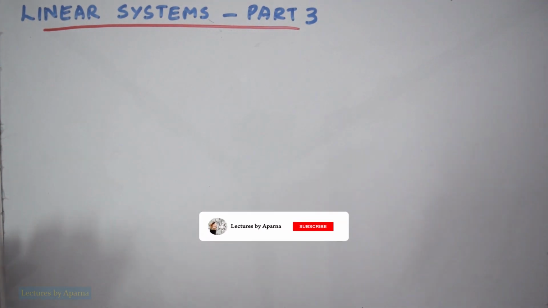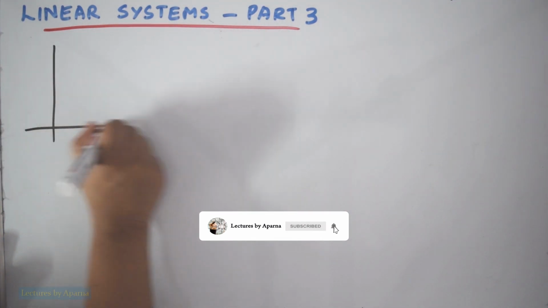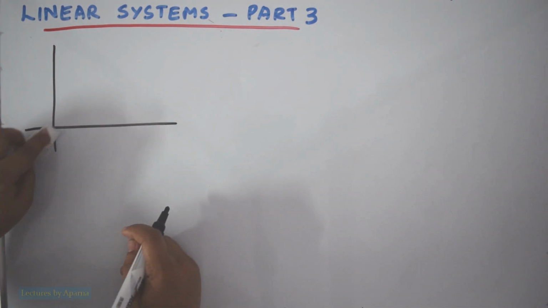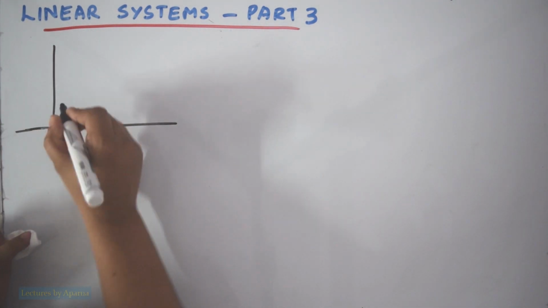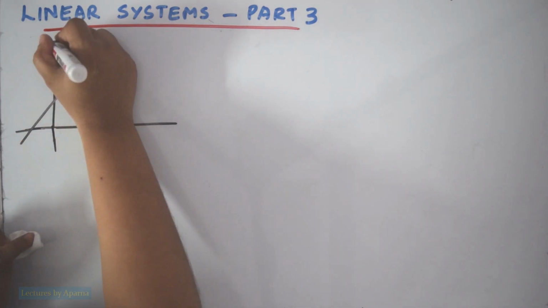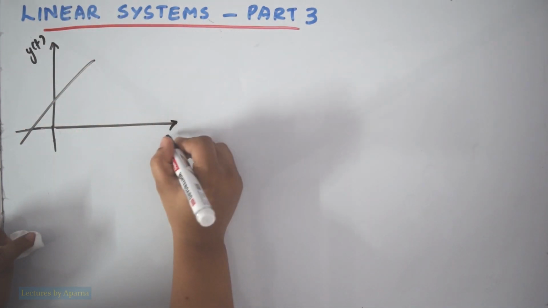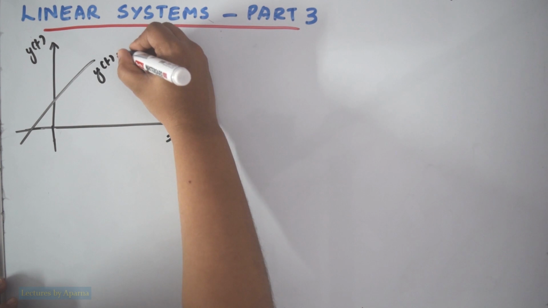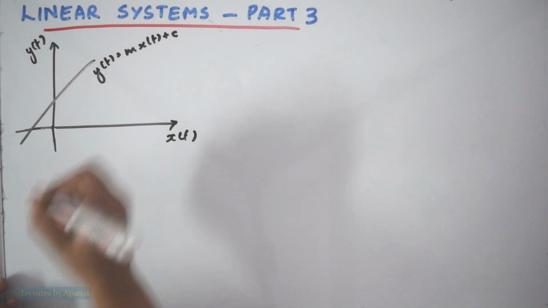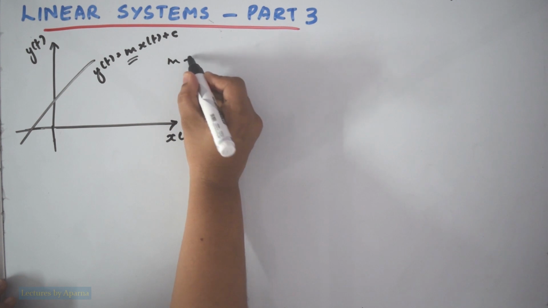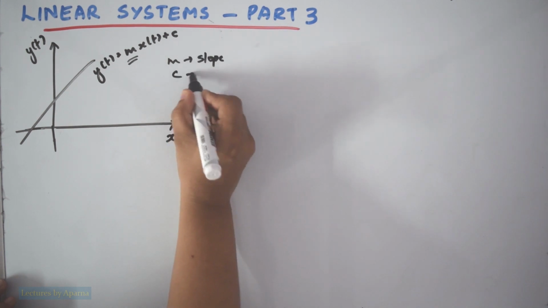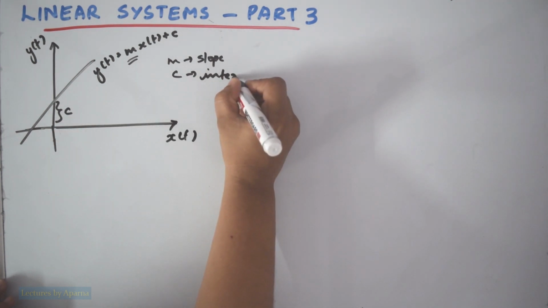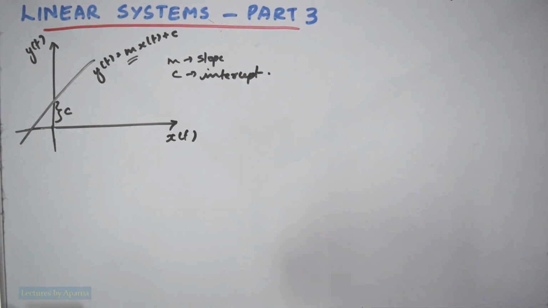So today let's consider a system whose output and input is related like this. So this is a straight line. Say this is the output y of t, this is the input x of t. This is a straight line whose equation is y of t is equal to m x of t plus c. So here m is the slope of this line and c is the intercept. This is c. So c is the intercept. This is the origin.